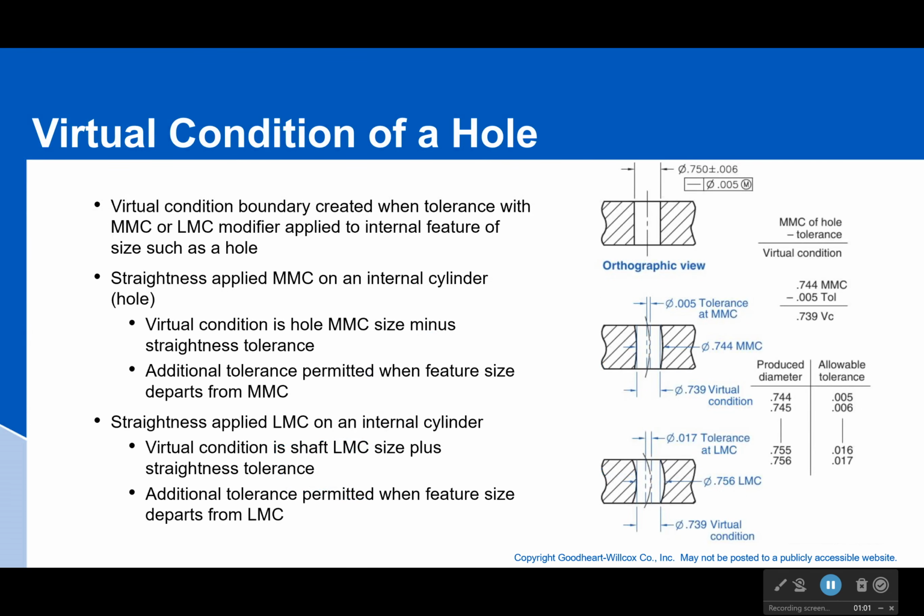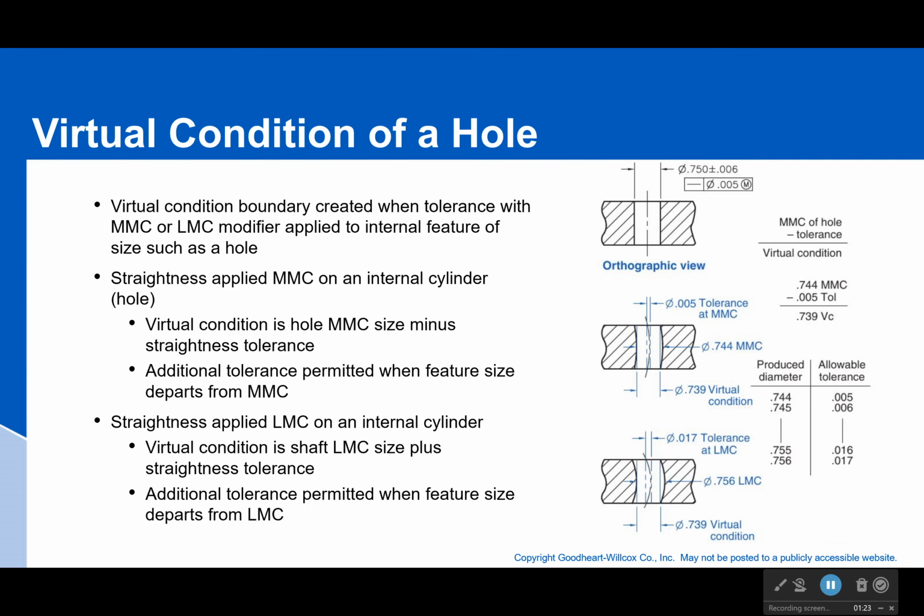Okay, last time we went over the virtual condition of a cylinder. How about the virtual condition of a hole? What's that virtual condition for a hole? Well, for a hole, it's the exact opposite. Last time we had the max virtual condition, and we added the tolerance. This time, the max virtual condition, which is the smallest hole, minus the tolerance.